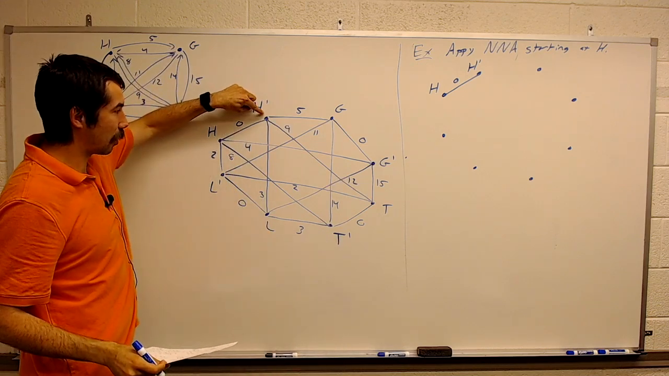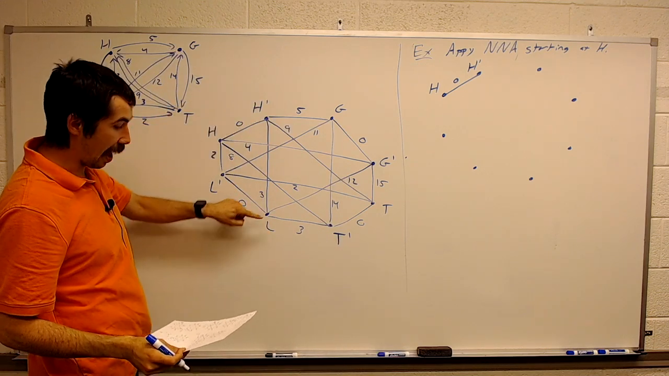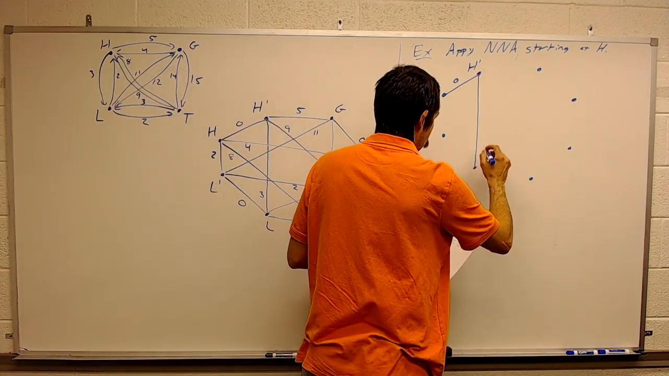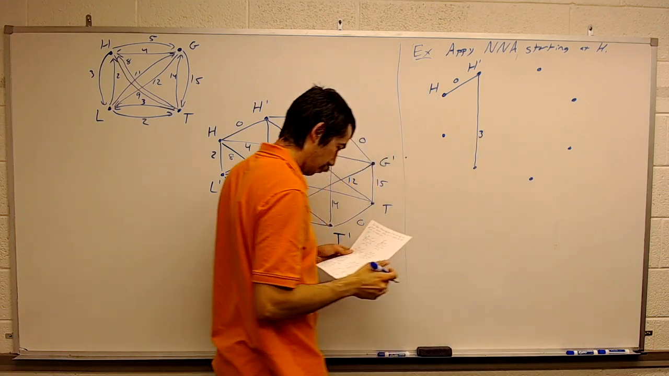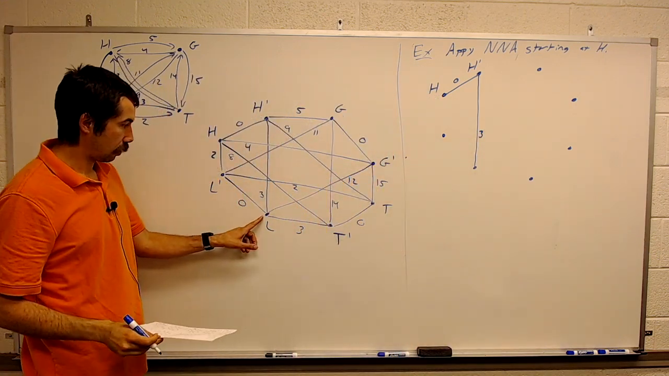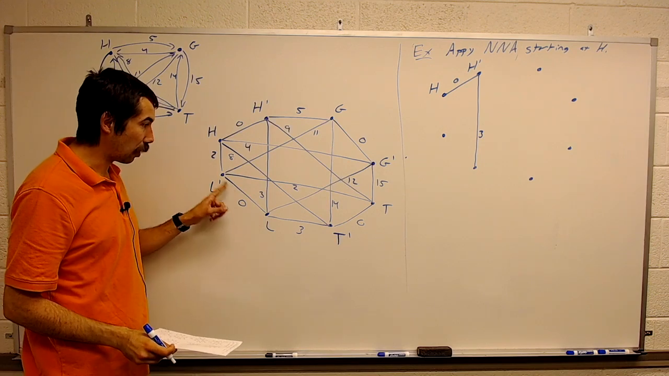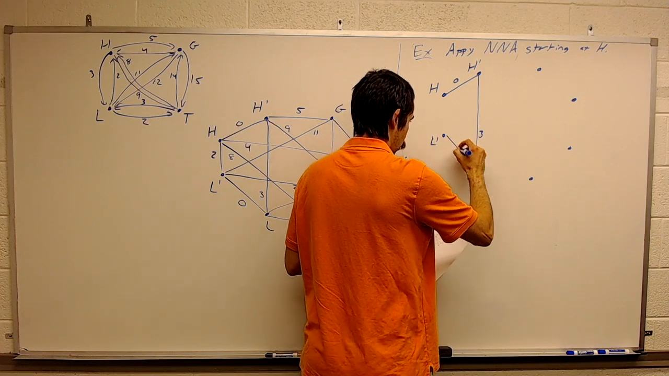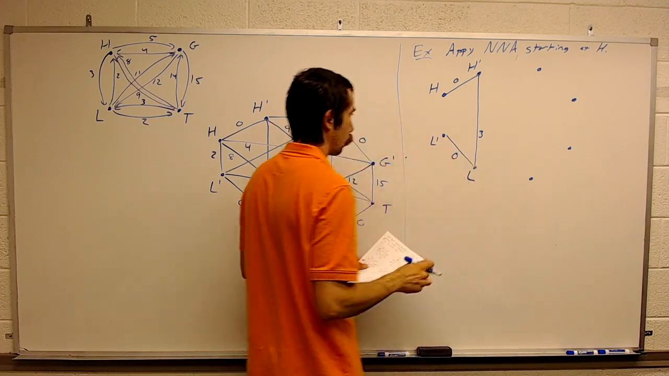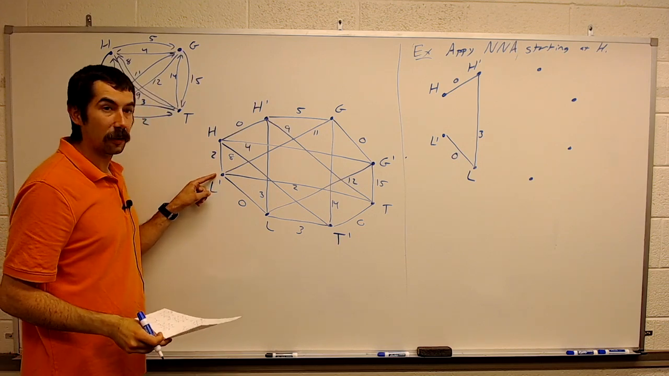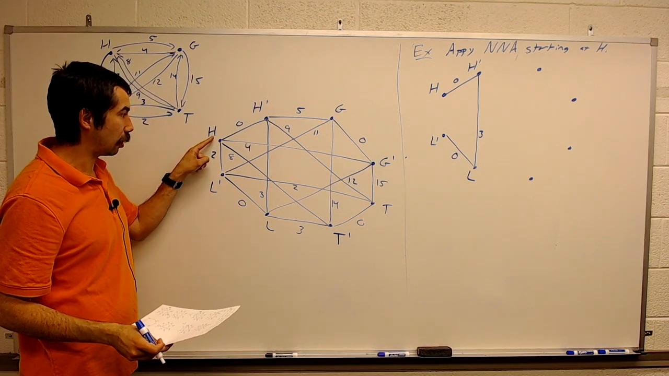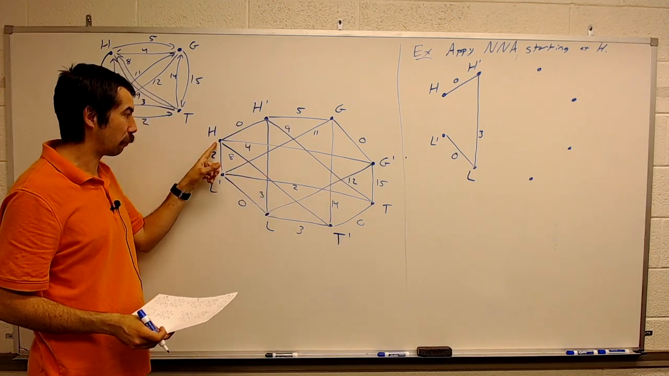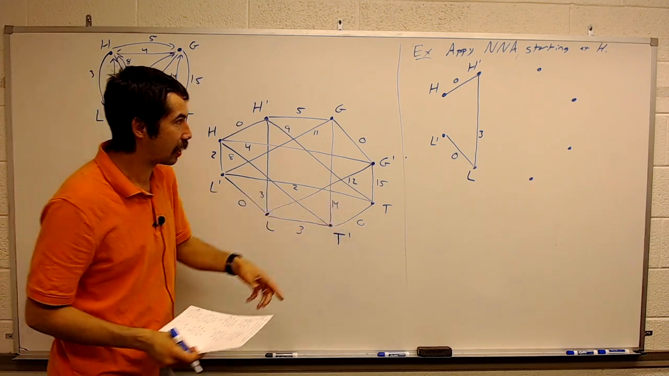Okay, what is the nearest neighbor to H prime? L. What is the nearest neighbor to L? It's L prime, right? Length 0. What is the nearest neighbor to L prime? Well, it's either H or T. We can't go back to H because we want to hit every single vertex before completing our cycle. So it's T.